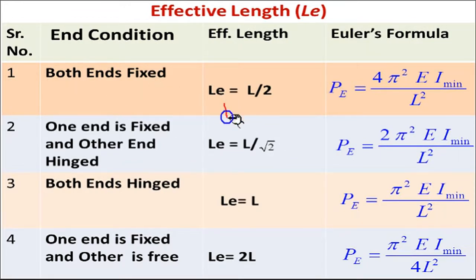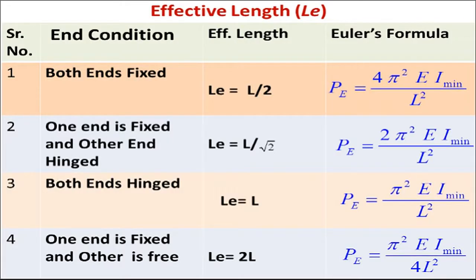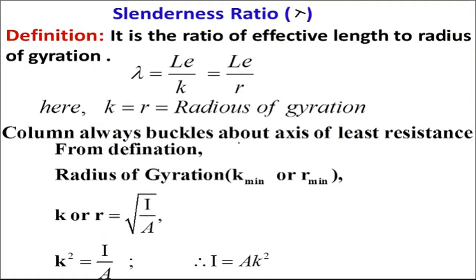Both ends fixed, effective length will be L by 2. One end fixed, other hinged, effective length will be L by root 2. Both ends hinged, effective length L_e is equal to L. One end fixed and other free, at that time effective length will be twice L. I think it must be fixed, not hinged. Here it must be fixed. Fixed is correct, so I will check that. You also check that value, whether it is fixed or hinged.